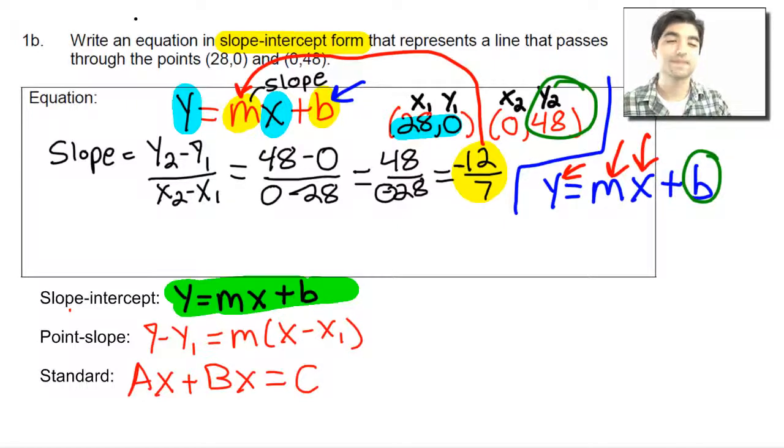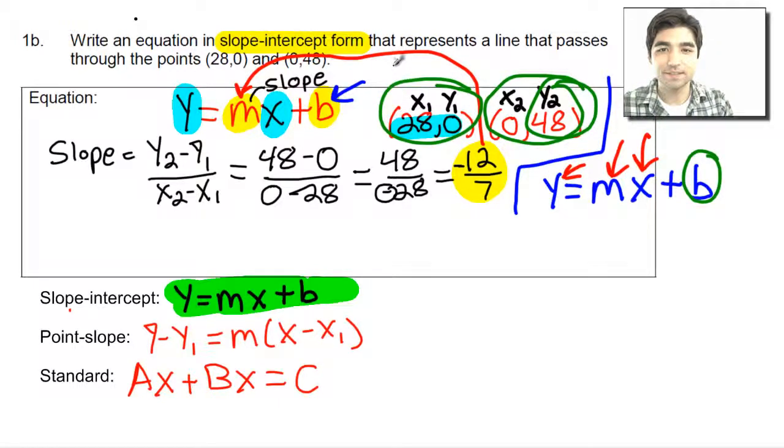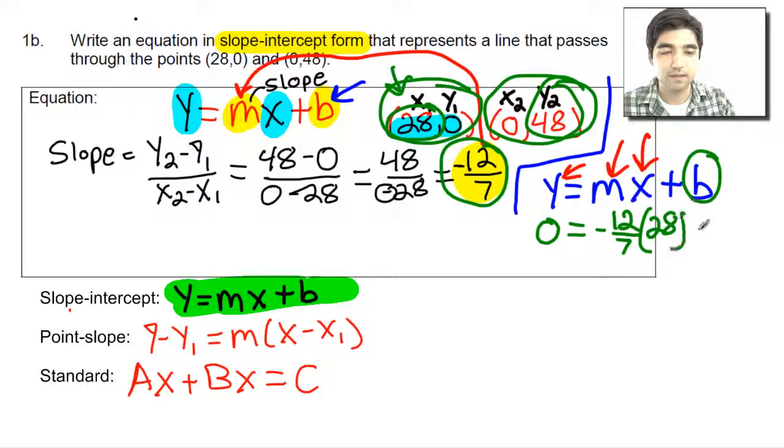Did you catch that? So we can put some points in here. For y, you can use any one of these points. You could use that one or that one. I'm going to use this one right here. So for the y, it's 0. 0 equals, and our m is negative 12 over 7 times x, which is right here, 28, plus b. Now we just have to solve this equation and find out what our b is.